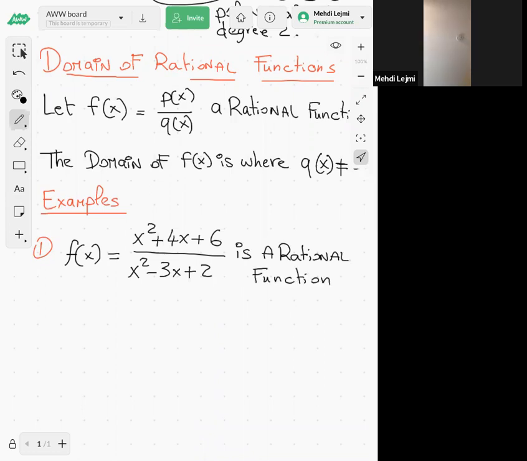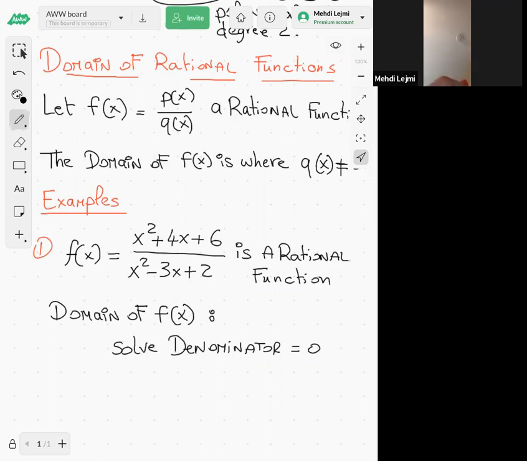Again, because it's a quotient of polynomials. So now, if you want to find the domain of f of x, we have to solve the denominator equal to 0, right? Again, because it's a division, so make sure that the bottom is not 0, right?